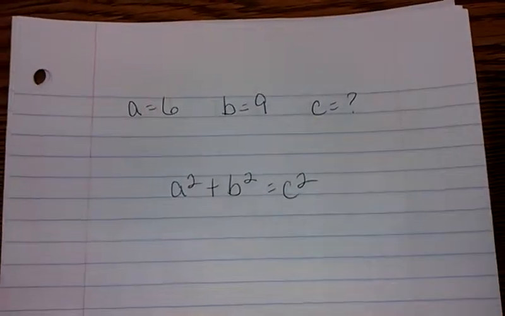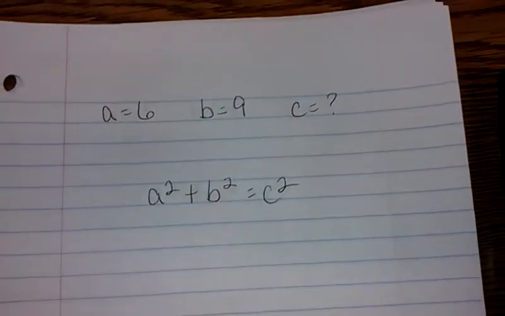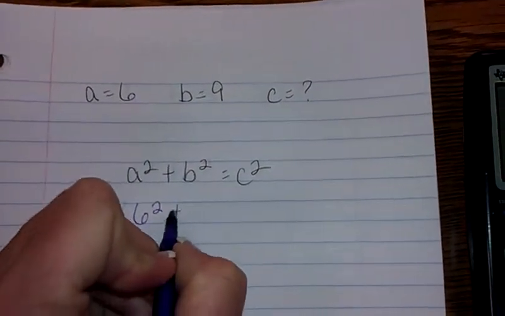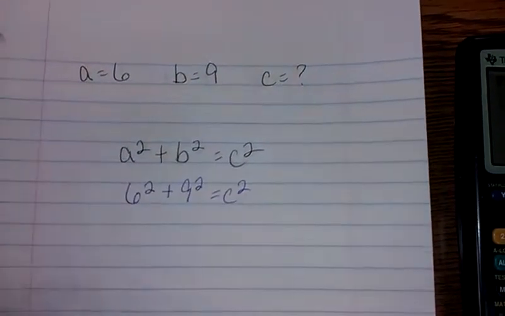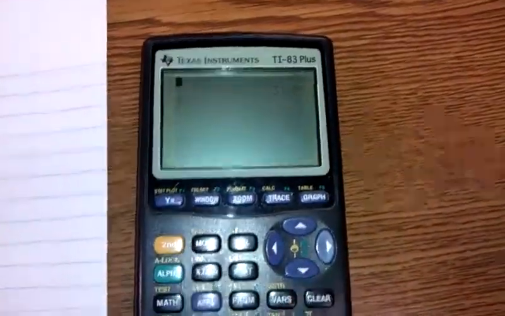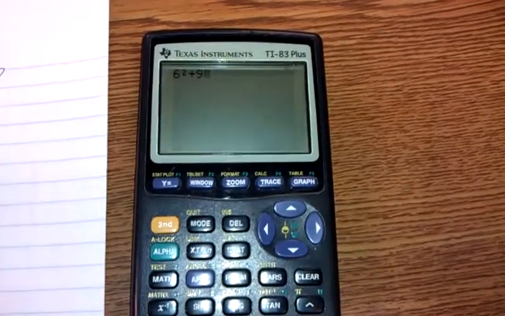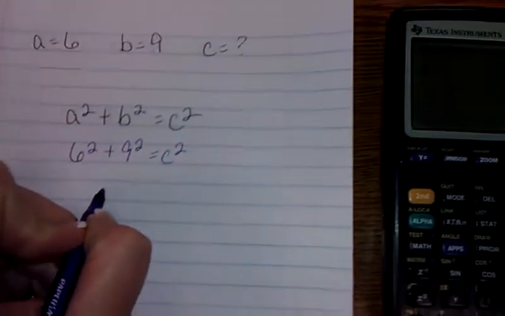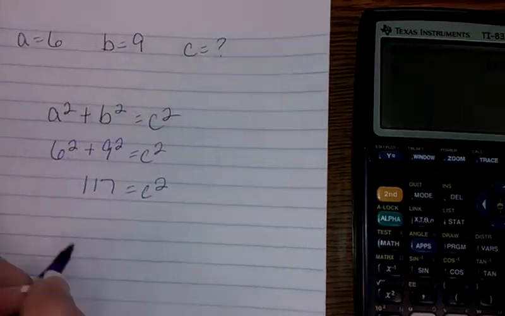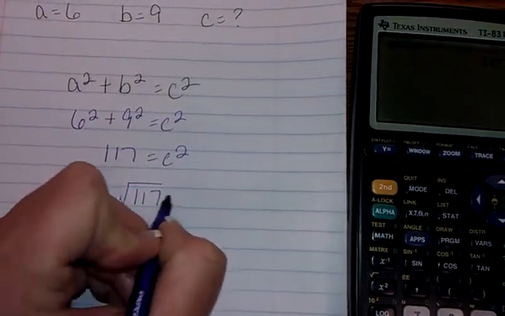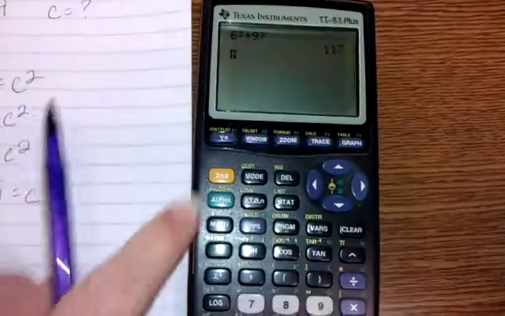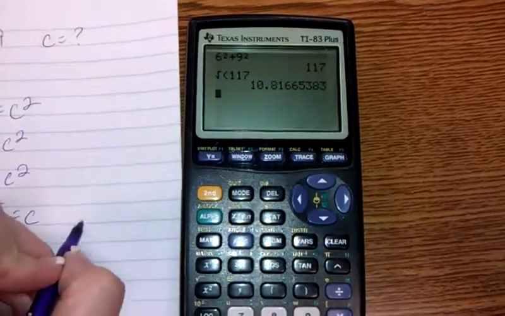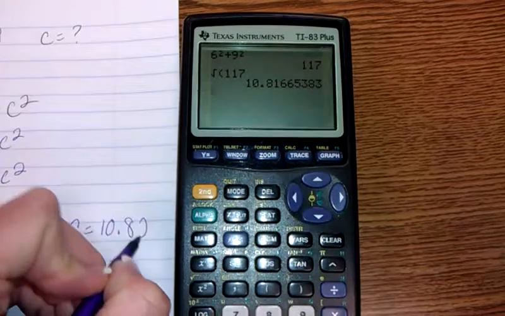Next one. Solve for C, pause the video, and come back and see how you do. I have 6 squared plus 9 squared equals C squared. Well, I'm just going to go ahead and put this all in the calculator here. I'll put 6 squared plus 9 squared, press enter. Okay, so I get 117 equals C squared. I need the square root of 117 to be C. Second, x squared, 117. I get C equals 10.82.